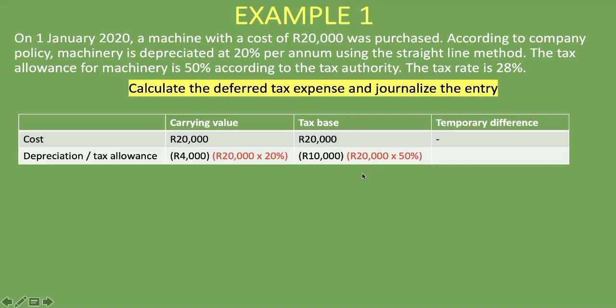And what is the difference? The difference is 6,000 Rand. We took the 10,000 Rand minus the 4,000 Rand. So we already have a temporary difference. So we know already it's going to be deferred tax.